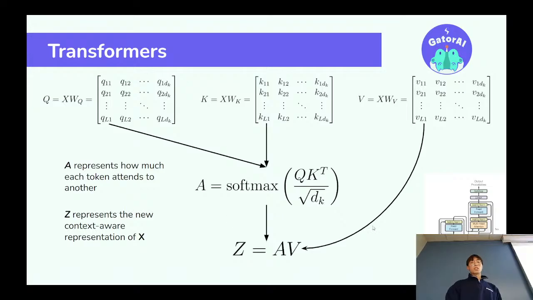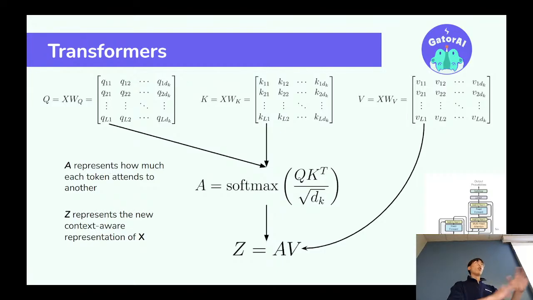And essentially, we just take a softmax of every value in the matrix. So A is just a matrix where every single value represents how one token attends to another, or how one token should attend to another. Then we multiply that with V, the value, which determines what kind of information gets passed through. What we get is that Z is a matrix with the same dimensions as X, but it represents the new context-aware representations of X.